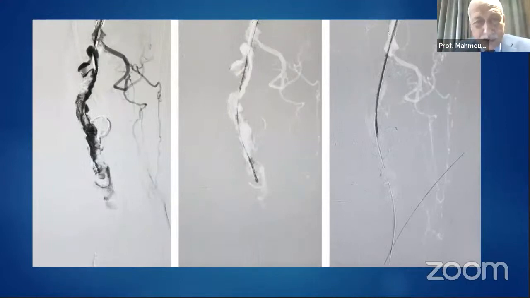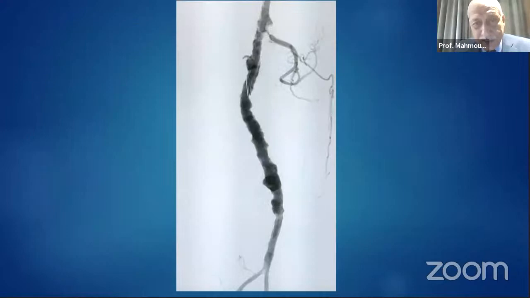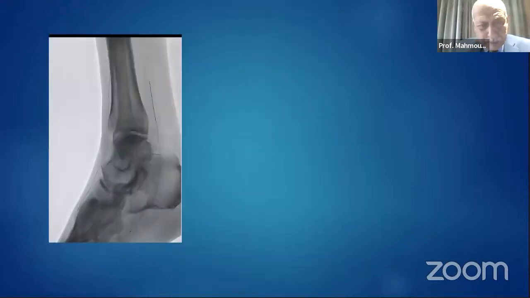We used an atherectomy device. We used the JetStream, and you can see a very strange angio, but finally the lesion was crossed, thank God, and this is the angio. You can see a diseased vessel, but at least patent now.